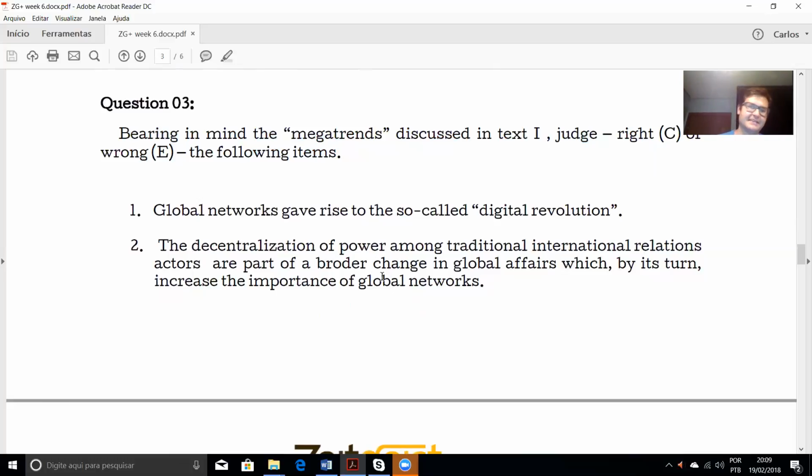And if you read the text, there are three reasons why global trends are gaining importance, and this is just one of them: the changing hierarchies, and also the multiplication of actors in international relations. Okay, and of course, since it's a part of a broader change, this is saying this is one part of other changes which are also happening, which contribute to global networks. So this one is correct. This is exactly what the author of the text is saying. Okay.